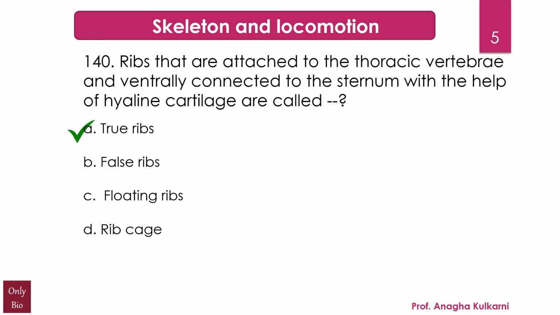True ribs. So the ribs that are attached to the thoracic vertebrae and ventrally connected to the sternum are called true ribs, also at times called the vertebrosternal ribs. That is the first 7 pairs of ribs. You might be recollecting this.